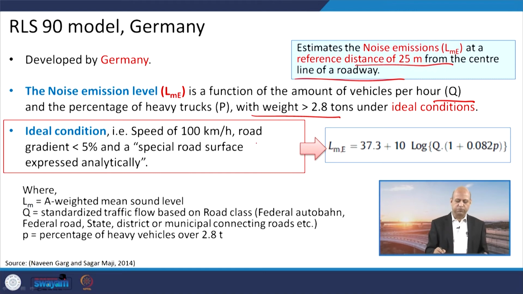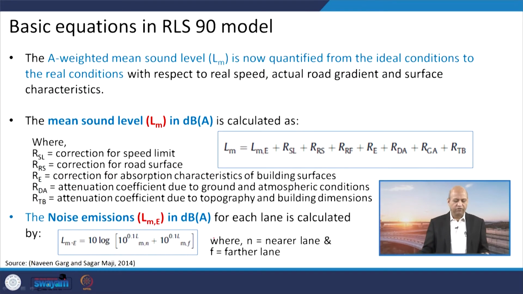Ideal condition is like speed 100 km per hour and road gradient less than 5%, special road surface expressed analytically. So, those kind of factors we have to take into account, and then weighted mean sound level is calculated ultimately, LM weighted LME. Then Q is standardized traffic flow, as we have seen as per their norms, and P percentage of heavy vehicles of over 2.8 ton. Well, basic equations in this particular model are again like there is one parameter and then there are some correction factors or adjustment factors. So, basic philosophy is same, you can say, in all models, only different kind of range and different kind of parameters or adjustment factors are there, those kind of differences are there.